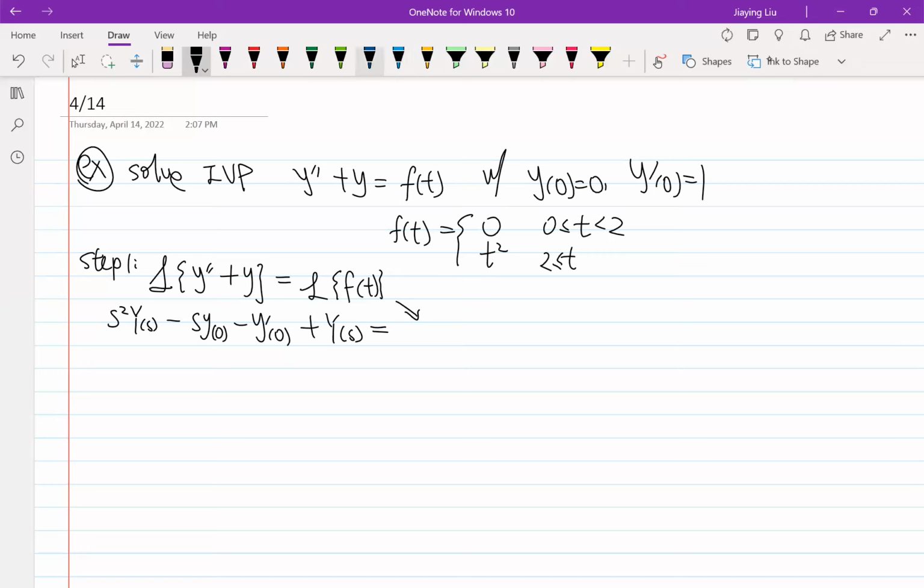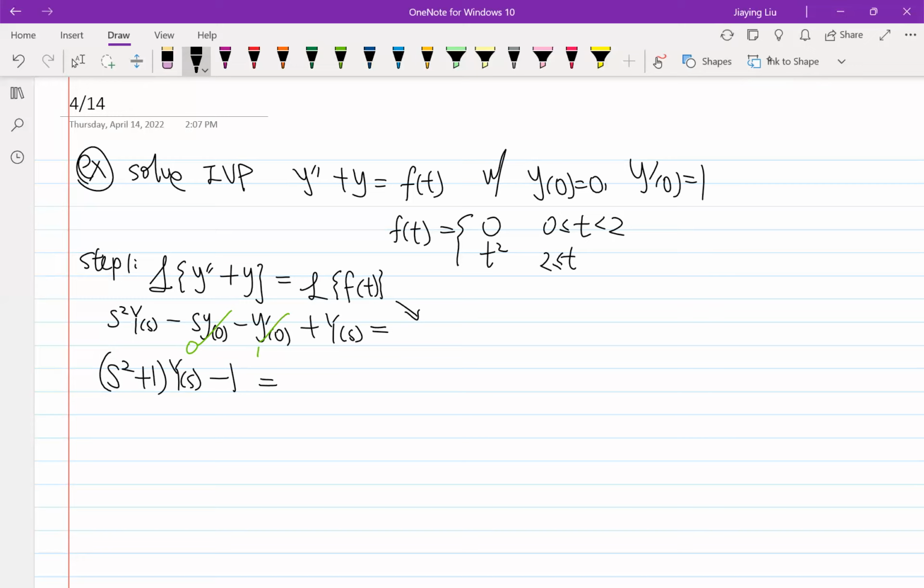So plug in the initial conditions. This is going to be a 0. This is going to be a 1. So we just end up with s squared capital Y of s plus 1 capital Y of s, and then minus 1. So that's the left-hand side. We need to know the right-hand side before we do more work. So let's just leave it there.